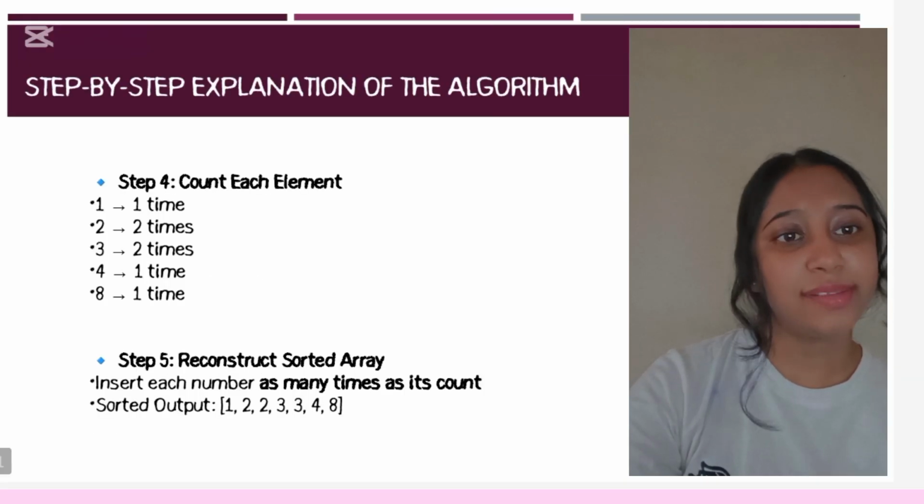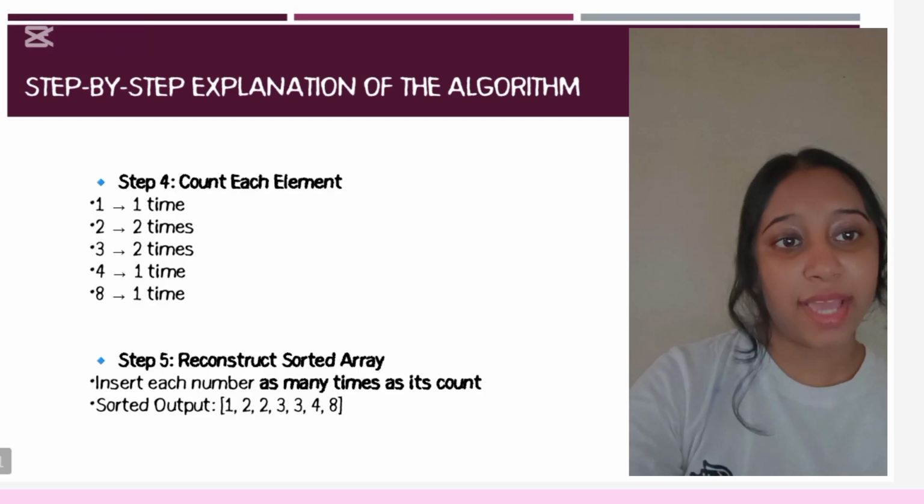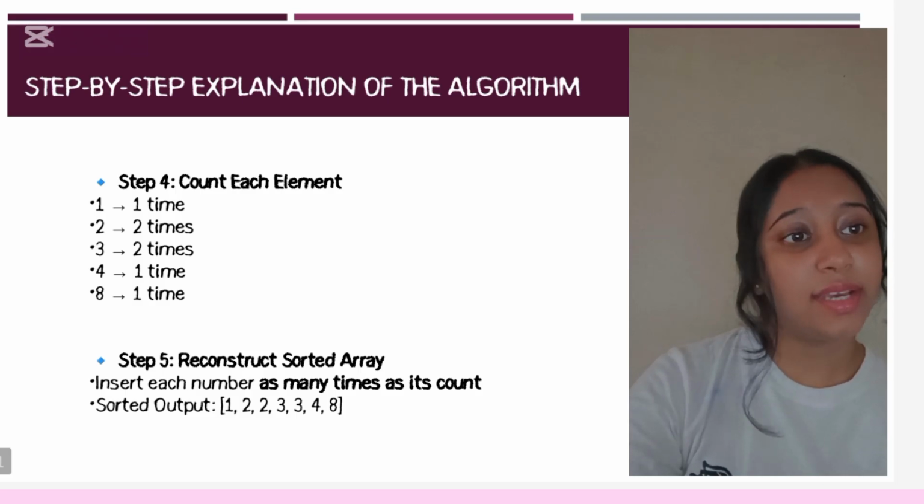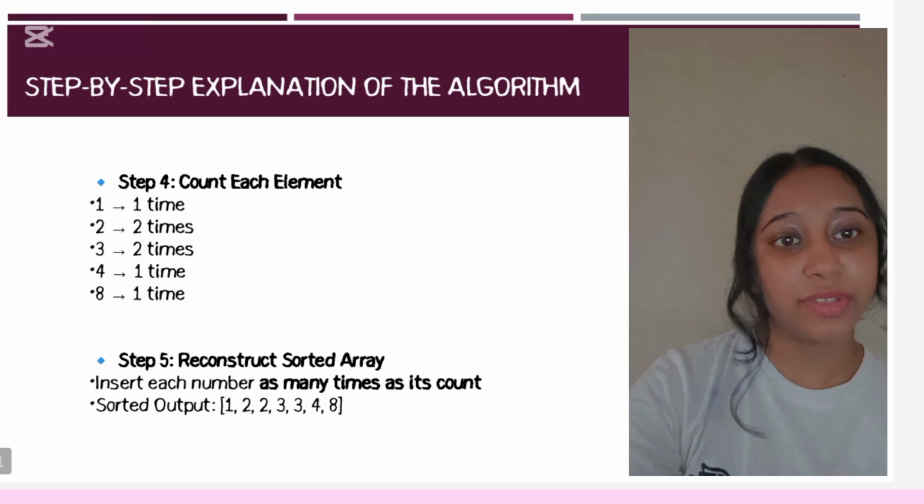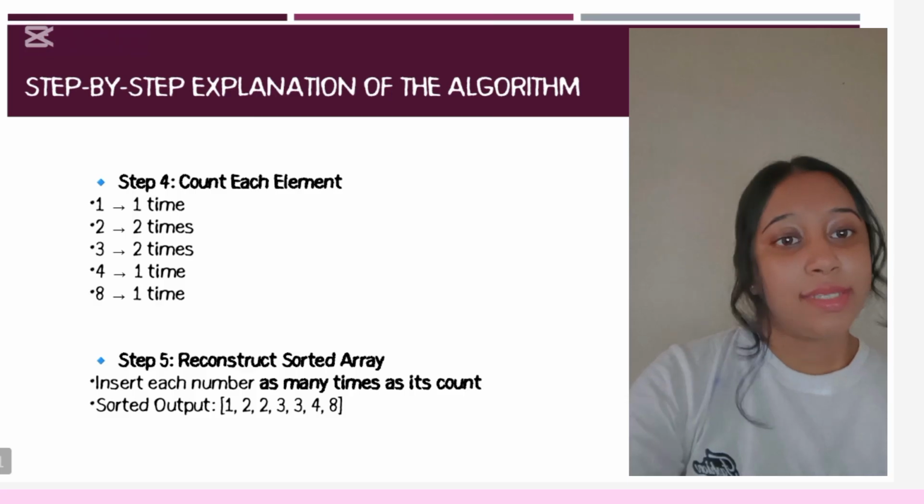The fourth step is to count each element. We now scan the input array and increase the count for each value. After counting, 1 appears 1 time, 2 appears 2 times, 3 appears 2 times, 4 and 8 appear 1 time each.